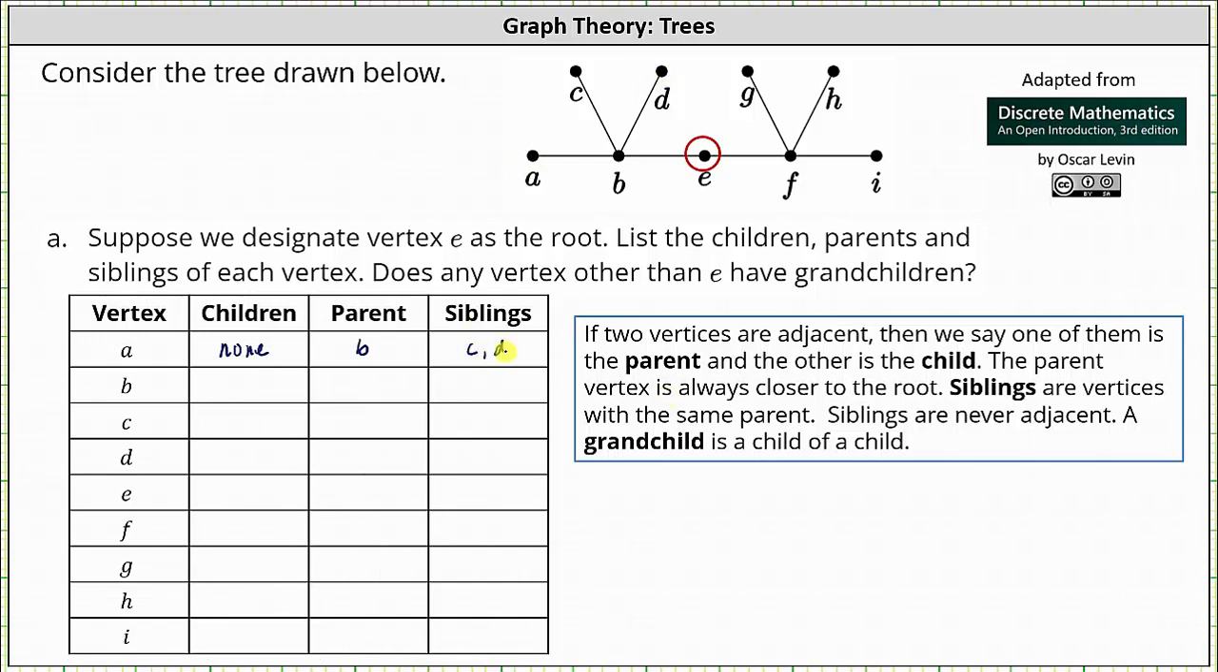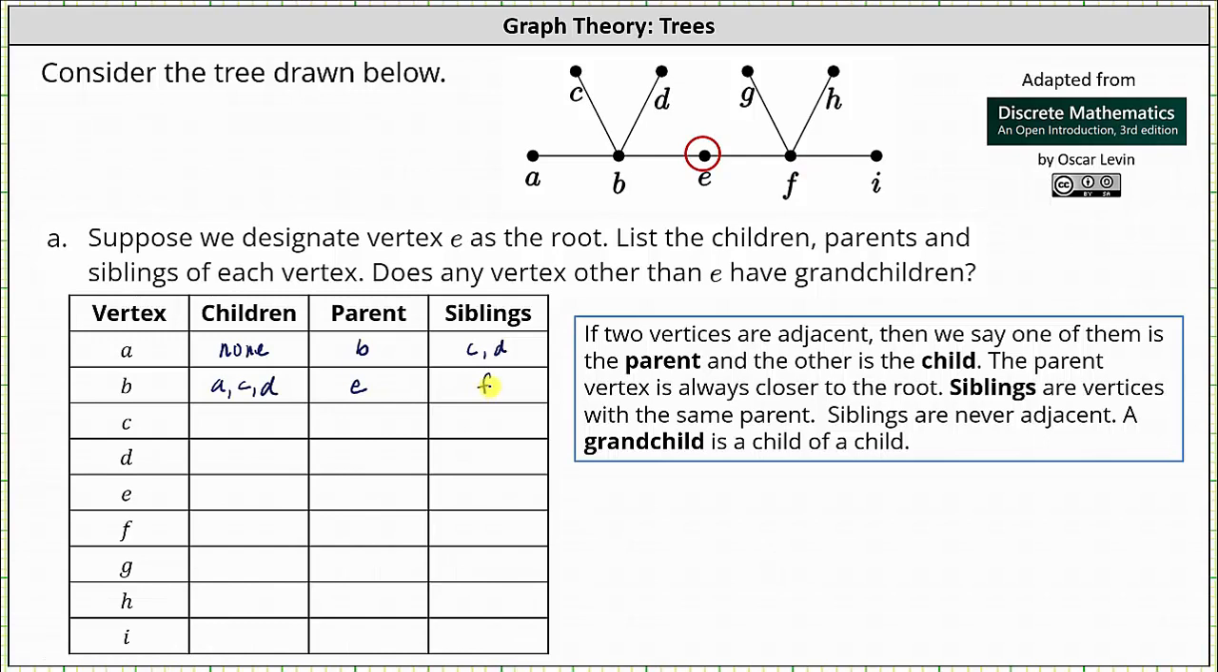Next, we have vertex B. Vertex B is adjacent to vertex A, vertex C, and vertex D, but vertex B is closer to the root. This indicates A, C, and D are all children of B. Notice B is also adjacent to E, and since E is the root, E is the parent of B. Notice E has two children, B and F. This indicates that B and F are siblings, or we can say F is a sibling of B.